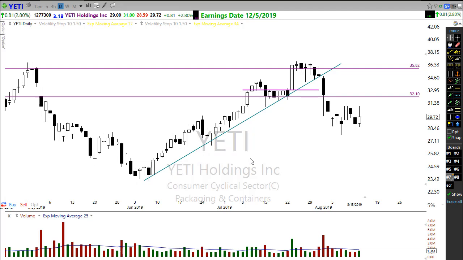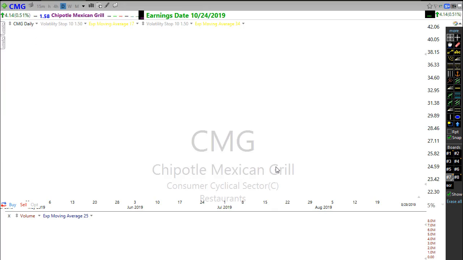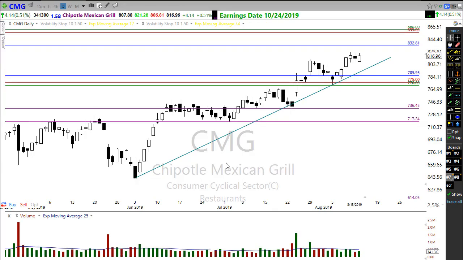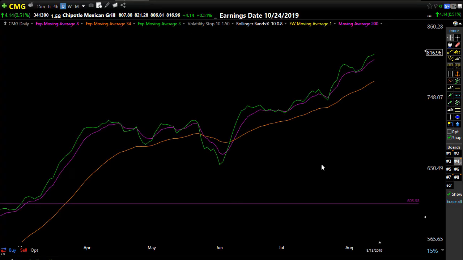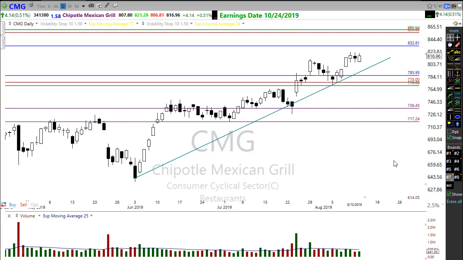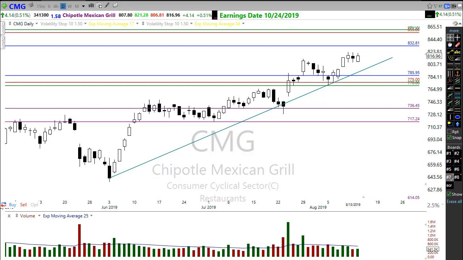Okay. Let's take a look at that CMG that Ed pointed out. CMG. Is CMG trending? Do you guys see the trend? Do you see any problems here? Is there any denying this stock is trending? So let's take a look at the price action in here. So far, we've only had about 3 days of this little consolidation in here.